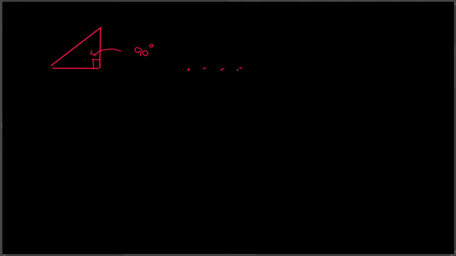So 1, 2, 3, 4, 5, 6, 7, 8, 9, 10, 11, 12. So they'd have 12 knots on a rope, and they would stretch it so that there were 3, 4, and 5 knots, and they could guarantee that was a right triangle. And we're going to see why that's true and why triangles pop up a lot in mathematics.